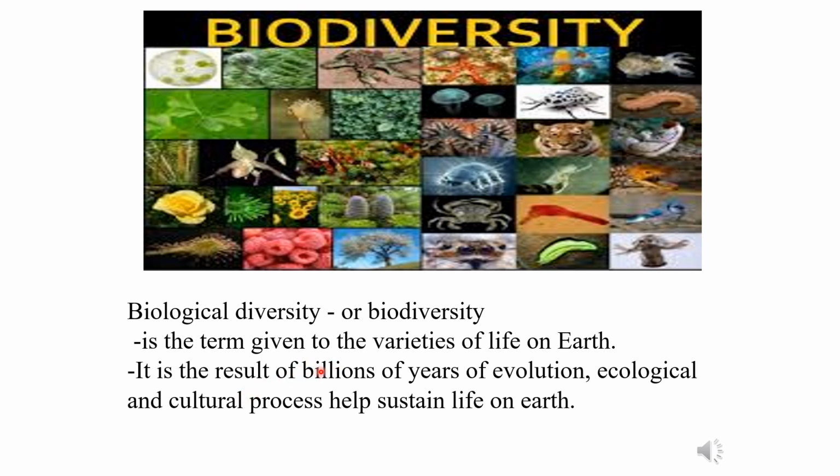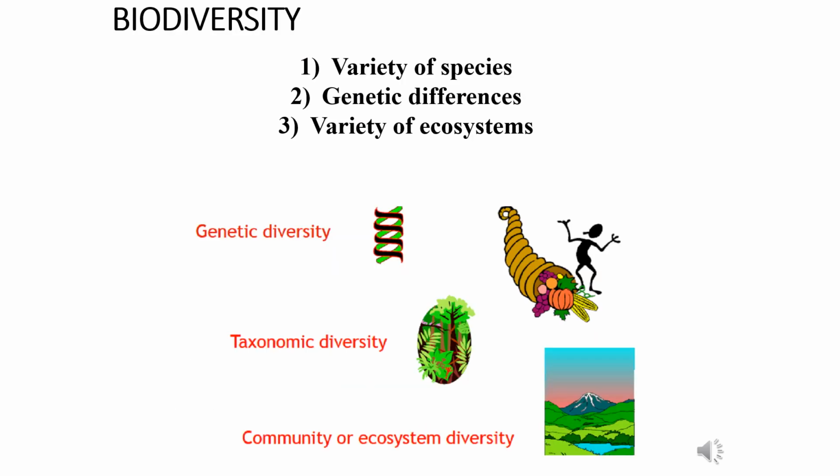And these diverse forms are a result of evolutionary changes which have taken place for billions of years, and ecological and cultural processes help us to sustain this life on Earth. Here in our planet, there are diverse life forms. The various life forms are diverse in aspects like variety at the species level, variety at the genetic level, and variety at the ecosystem level.